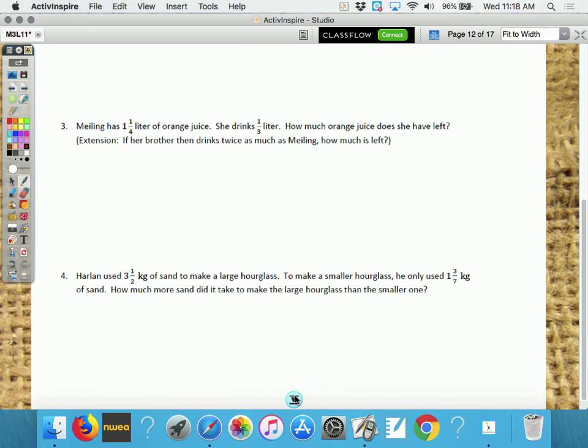Melody has 1 1/4 liter of orange juice. She drinks 1/3 liter. How much orange juice does she have left? Let's do that part first. Okay, so write the problem down. If you drink it, are you adding or subtracting? You're subtracting.